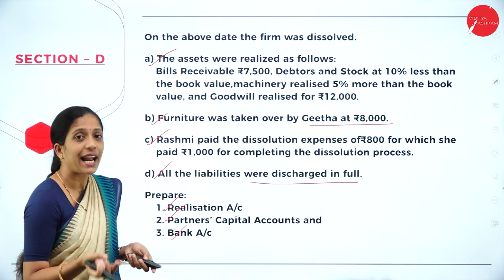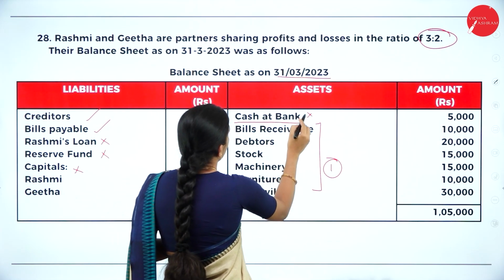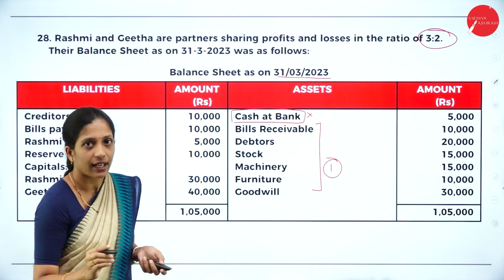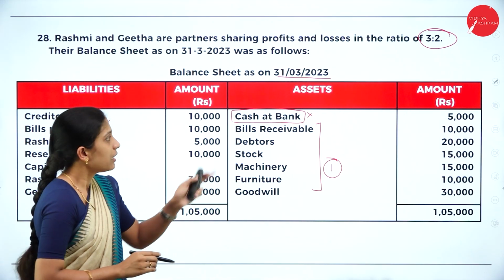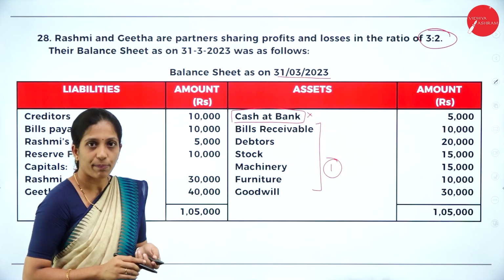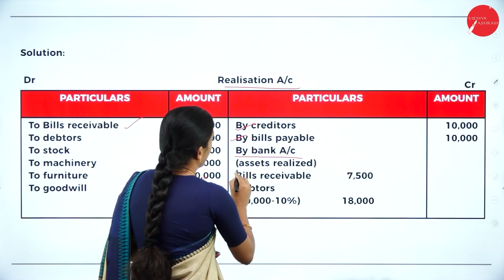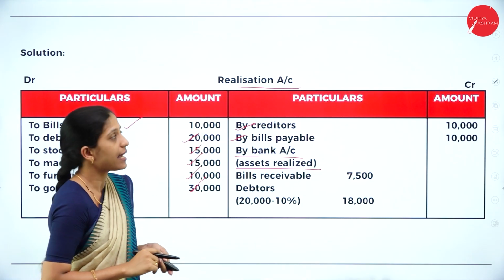So how do you take this? Whether we have to record cash account or bank account, for which we have to see here. They have given cash at bank. Then what do you have to write? By bank account. If they have given cash in hand, then by cash account. Now here they have clearly given cash at bank, so I'll write by bank account. This is for assets realized, so we have to record under realized value.